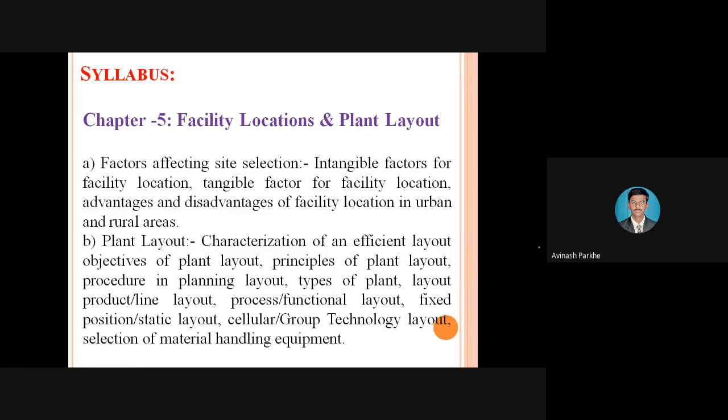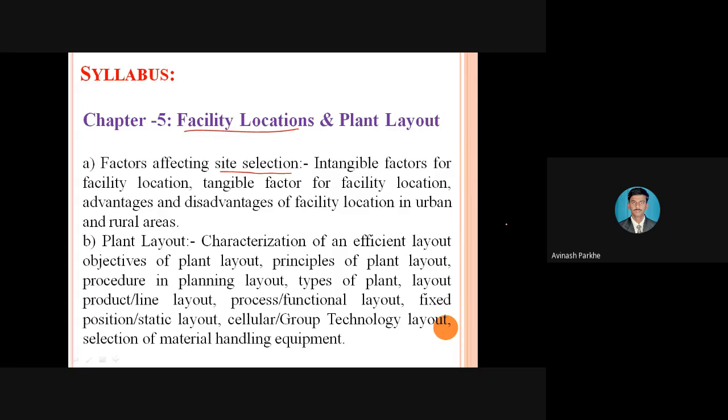If you go through the syllabus of this chapter, you can see the first point, point A, factors affecting the site selection. Site selection is also called facility location. This is the overall syllabus of chapter number 5, which is further divided into two different parts. Part A, factors affecting the site selection. In that we are going to discuss intangible factors for the facility location, tangible factors for the facility location, then advantages and disadvantages of the facility location in the urban and the rural areas.